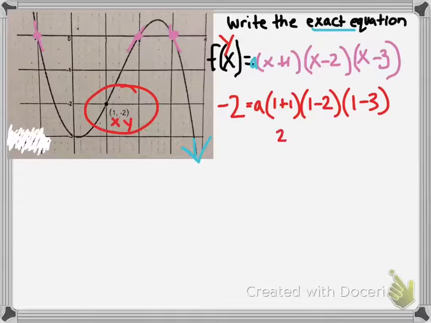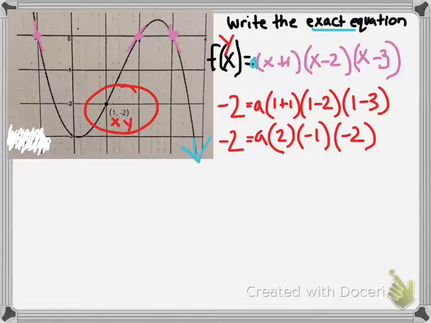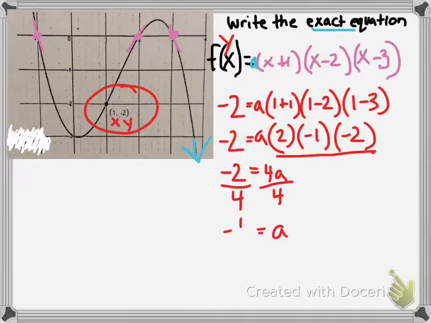1 plus 1 is 2. 1 minus 2 is negative 1. 1 minus 3 is negative 2. So I'm going to multiply all of those numbers together. 2 times negative 1 is negative 2. Negative 2 times negative 2 is a positive 4. Divide both sides by 4. We get a equals negative 2/4, which reduces to negative 1/2.